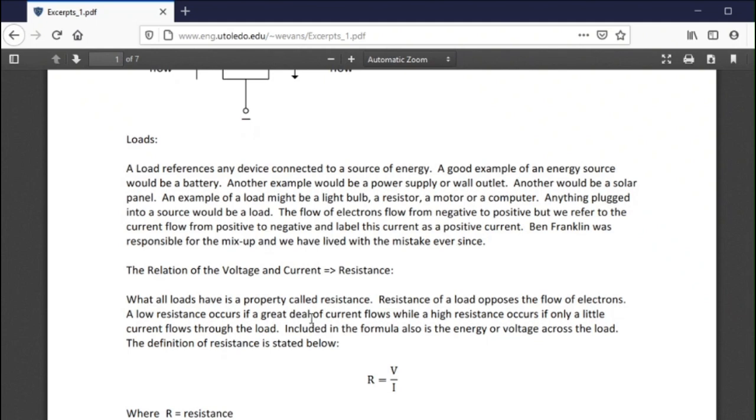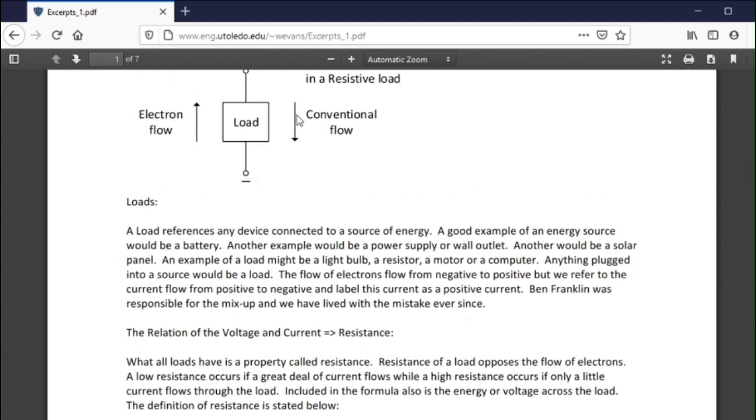Okay, so the relationship of voltage and current is this thing called resistance. You resist the flow. In other words, how do you stem the flow of current through a load? Well, you put a bigger resistor there. You put something that's going to hold it back more, and that's called resistance.